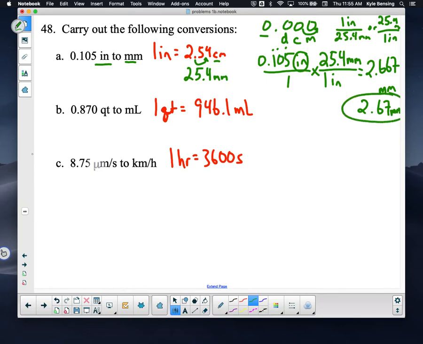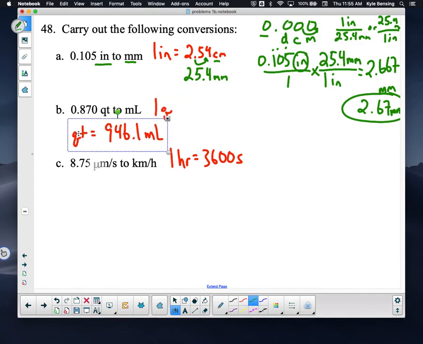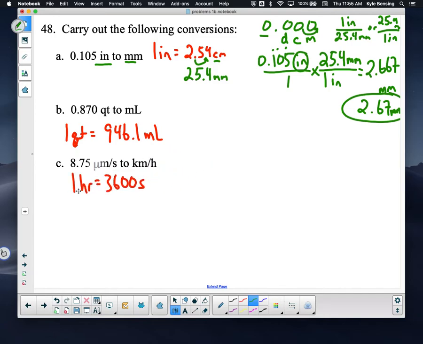Okay, I should have given myself more room. I'm going to move these conversions down so I have more room here. I'm going to move that down to there, just like that. I'm going to move this one down to here. Okay, now I can do all my work over on this side.